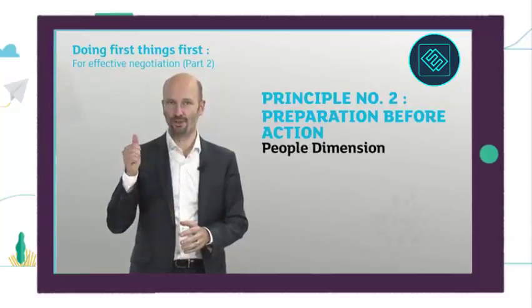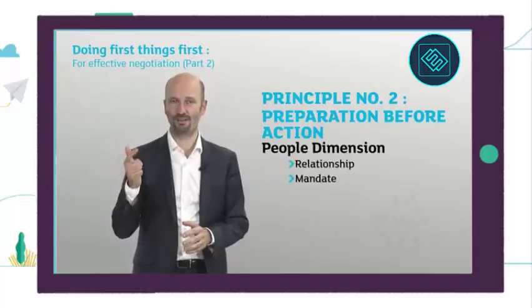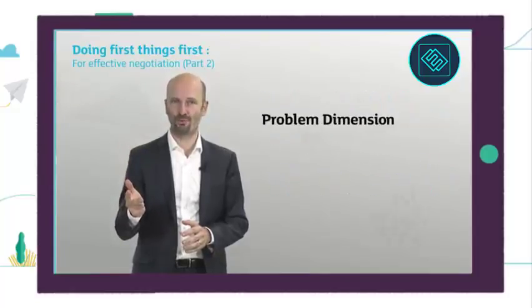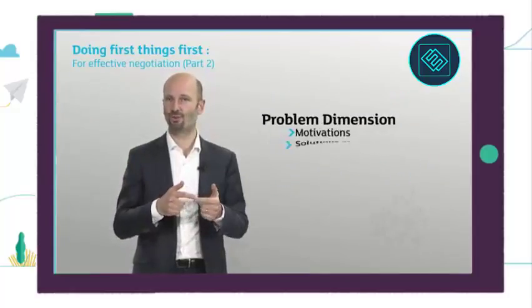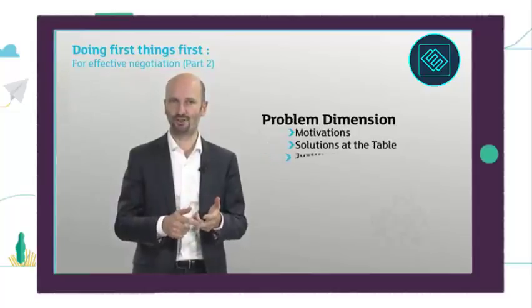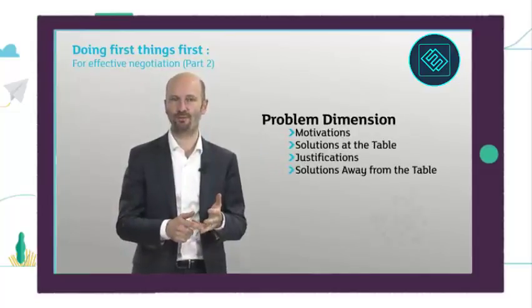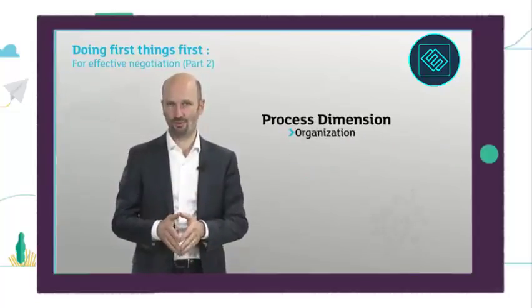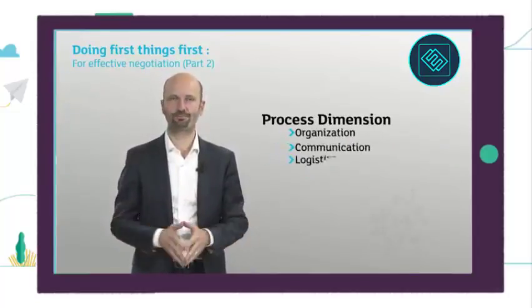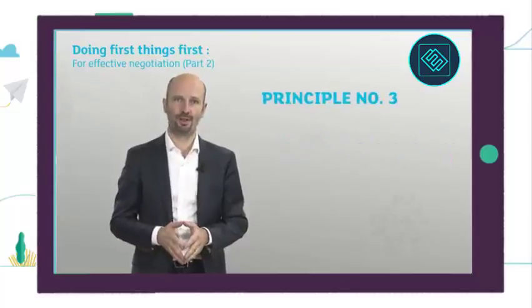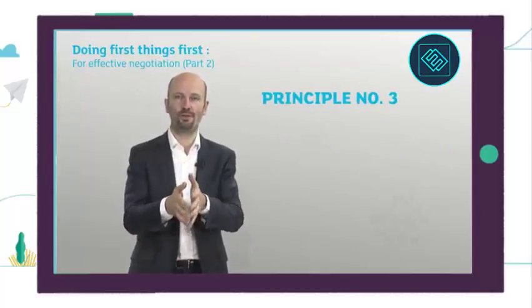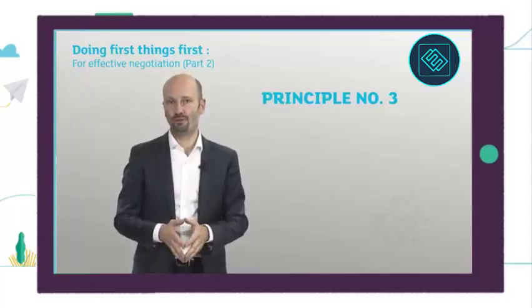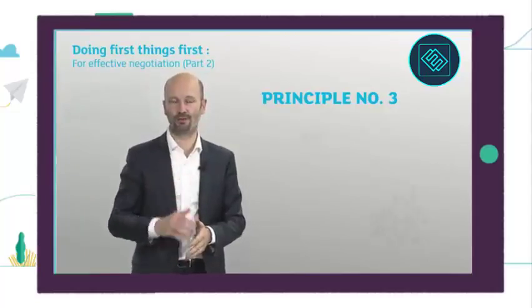On the people dimension, relationship, mandate, stakeholders. On the problem dimension, motivations, solutions at the table, justifications, and solution away from the table. Last, on the process dimension, organization, communication, and logistics. Once you're prepared, the obvious temptation is to join the negotiation meeting, which means usually meeting with external partners.